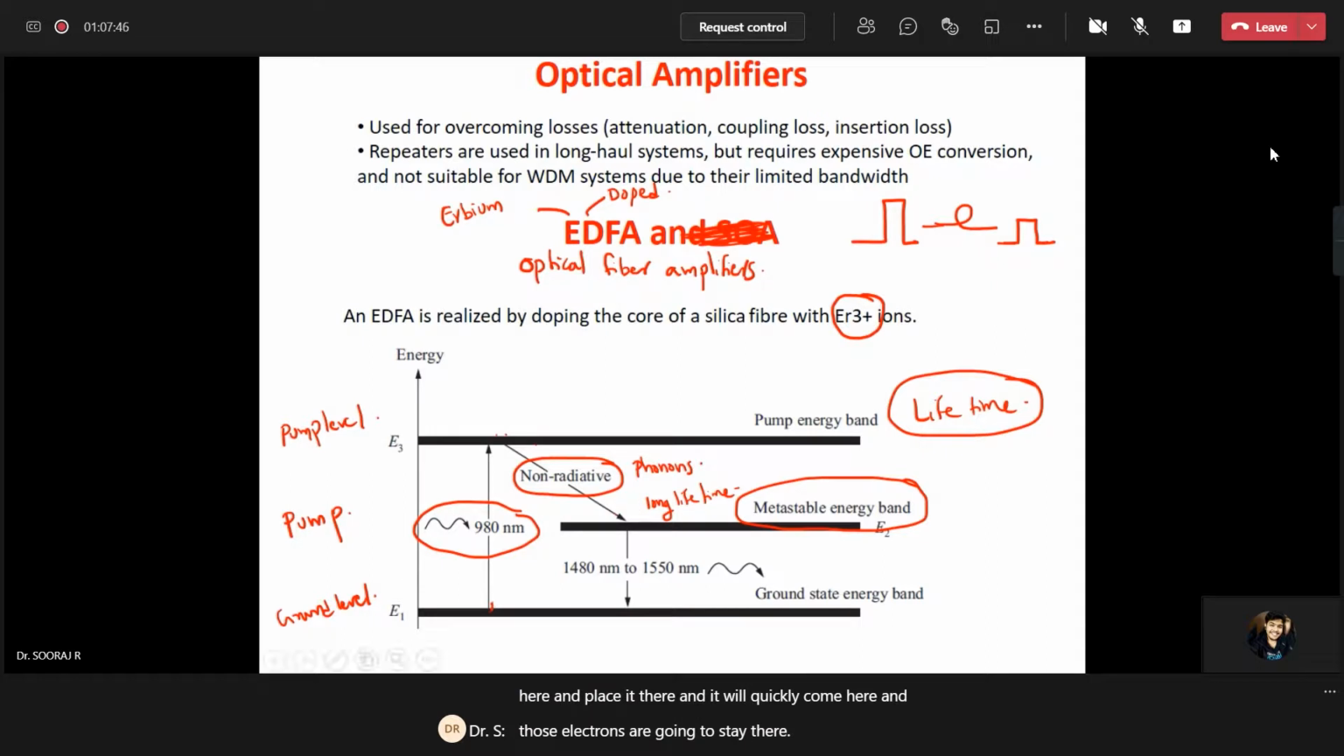Now remember what happens in the case of an optical communication link. Now let's assume that the signal we are using is somewhere around 1550 nanometer.